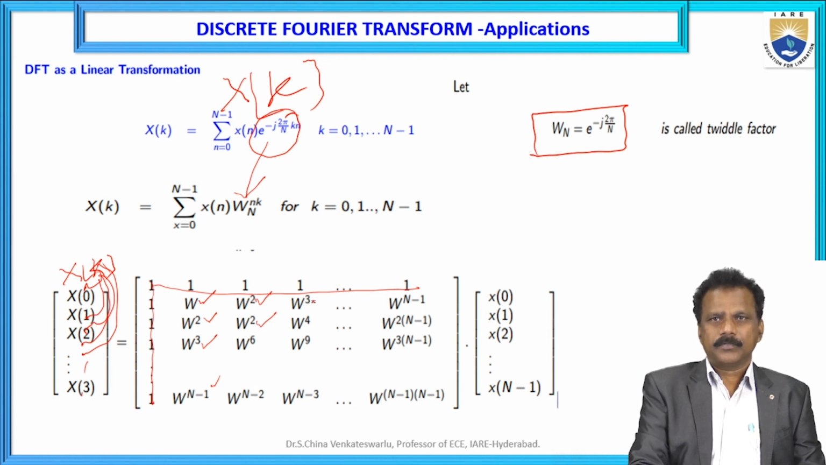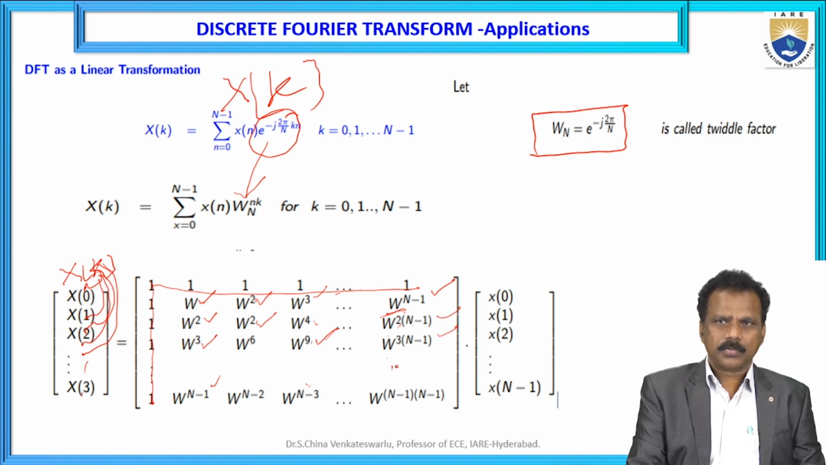Next, W³, W⁴, and so on, W^(n−3). Like this, go on using all the values according to this. Next, W^(n−1), W²^(n−1), W³^(n−1), and so on.